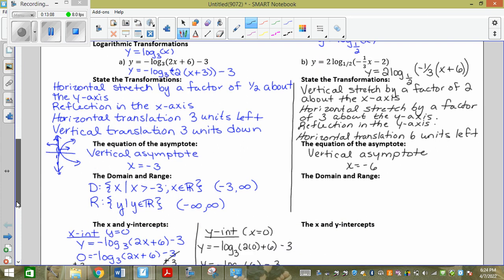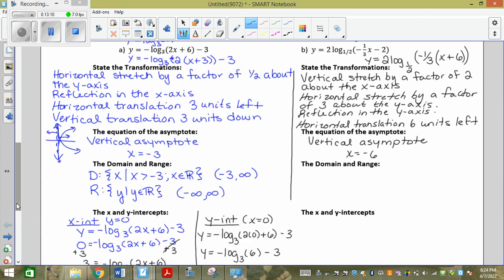Now, normally my domain is x is greater than negative 6, but if you look here, there is a negative sitting there in front, which means we have a reflection in the y-axis. My greater than sign is going to turn to less than. So my domain is going to be x such that x is less than, not equal to, sorry, that's the asymptote, less than negative 6, x in the reals, or in interval notation, negative infinity to negative 6. My range is still all reals because it's a log.